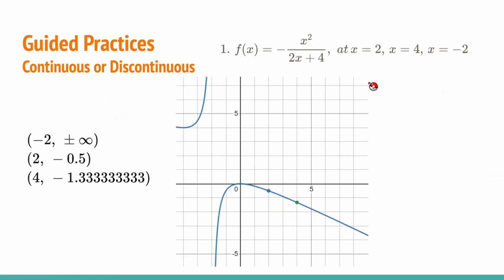So if we would graph the function and pinpoint x equals 2, so 1, 2, we find that it is actually part of the graph, or the graph touches it. The same goes for x equals 4, 1, 2, 3, 4. But when we try to pinpoint x equals negative 2, 1, 2, we find that the graph approaches negative 2, but it will never touch, since x equals negative 2 is our vertical asymptote.